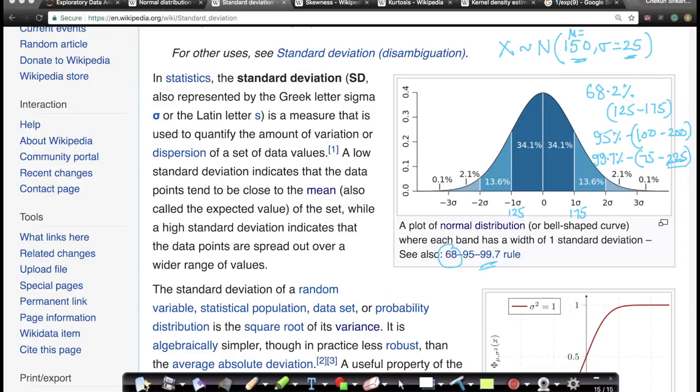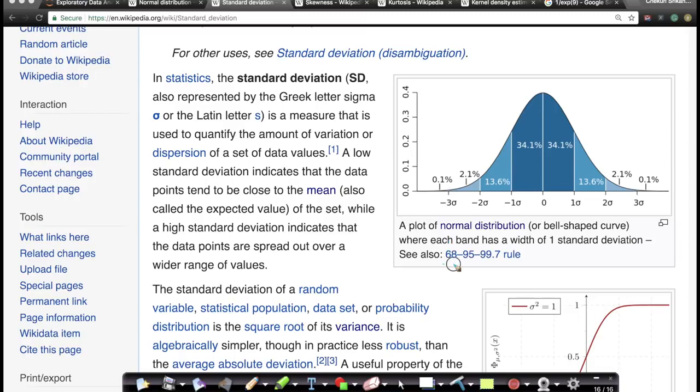This is called the 68, 95, and 99.7 rule of Gaussian distributions. Very, very simple numbers that you can quickly remember. After seeing this so many times, I remember it almost by heart. 68, a lot of people remember the 95% value. One standard deviation is 68, two standard deviations is 95, three standard deviations is 99.7.